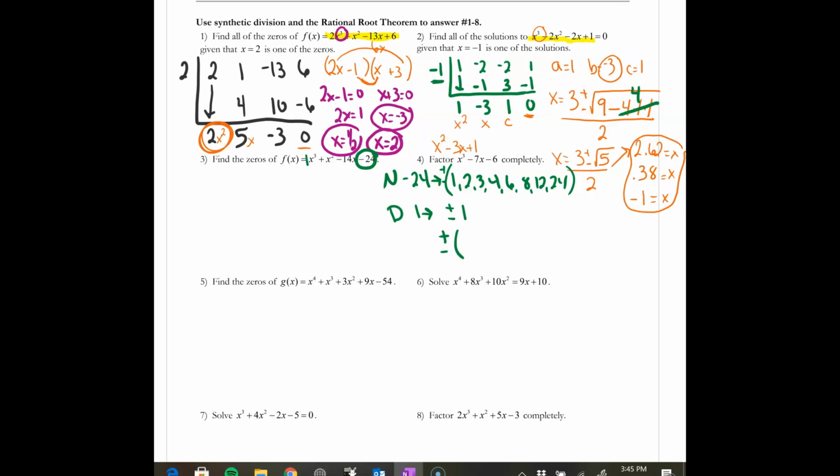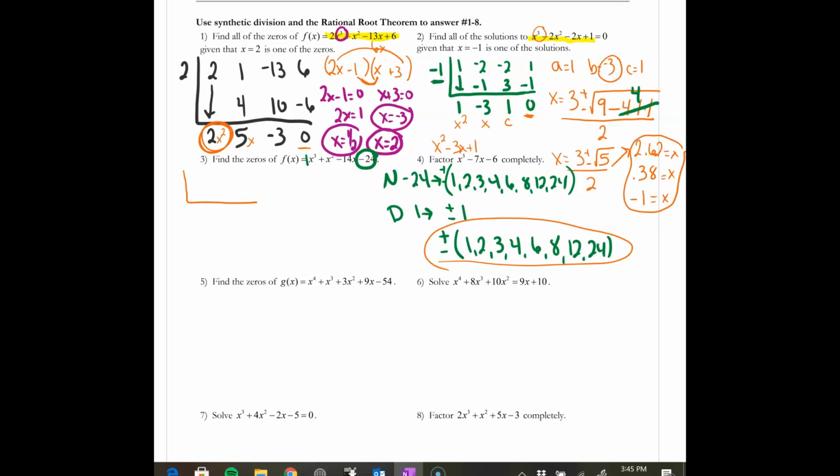So a positive or a negative: 1, 2, 3, 4, 6, 8, 12, and 24. So even though it looks like I have 8 numbers written down, there's actually 16 because there's a positive number and a negative version. So what should happen is I should be able to come over here and put any of these numbers that I'm circling right now on the outside of the box.